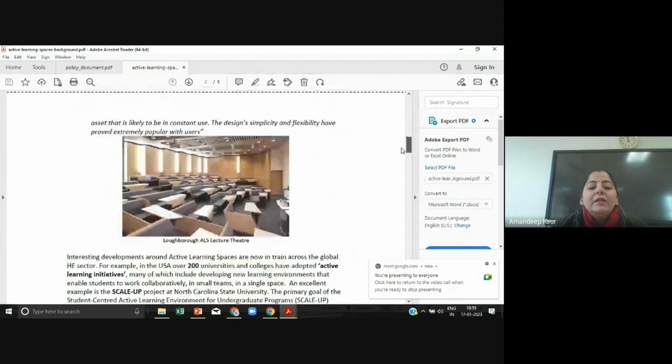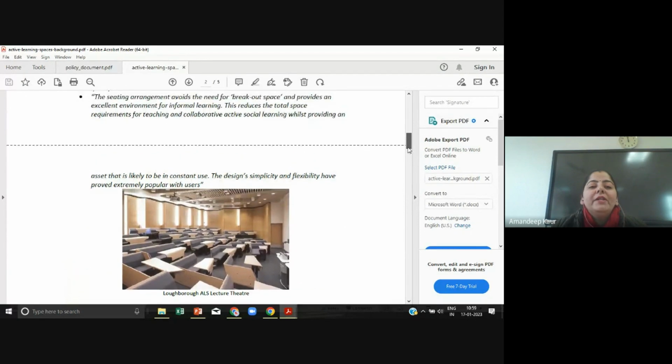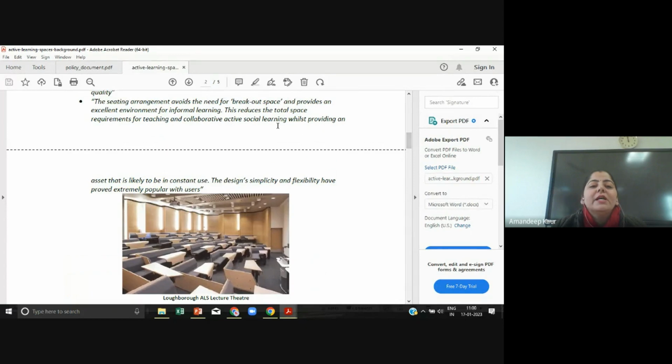This is from the ALS Lecture Theatre. This kind of infrastructure facility is provided to the students. The design, simplicity and flexibility have proved extremely popular with the users. This kind of desk arrangement is extremely popular and very fruitful for the user. This particular seating arrangement avoids the need for breakout space and provides an excellent environment for informal learning. When we are creating group-based discussion for our students, this kind of infrastructure is extremely popular among the student population.